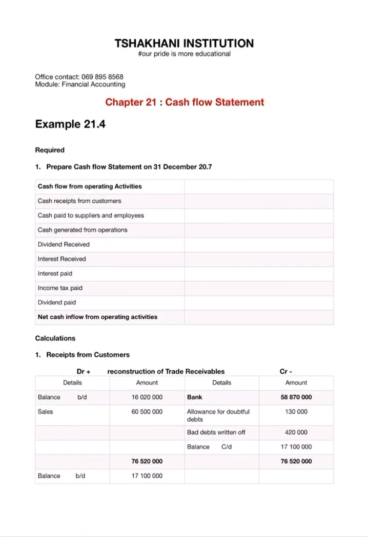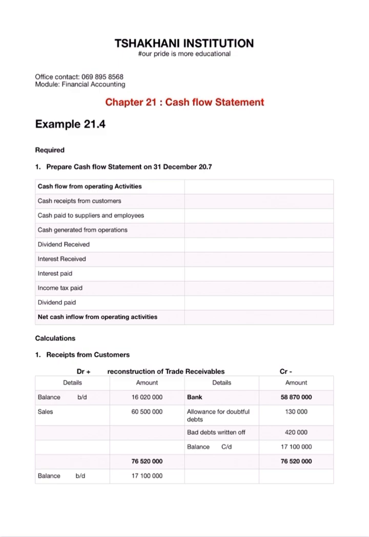So the bad debts have not been subtracted from the trade receivables. That's why you can see I have recorded them on the credit side. Even the allowance for doubtful debts, you know that they decrease the trade receivables, so they are recorded on the credit side. On the debit side, you only have the balance brought down and the sales. The rest, the allowance for doubtful debts and the bad debts written off, affect the credit side of this account. And then we totalize. We add the balance brought down of 16,020,000 plus 60,500,000, and we get the total of 76,520,000, which is on both sides. You know how to balance the T account, I'm sure.